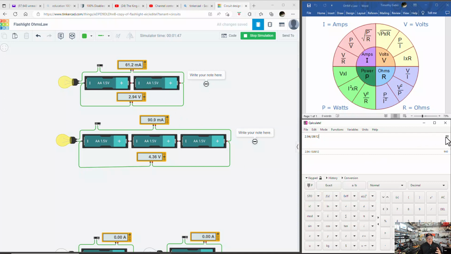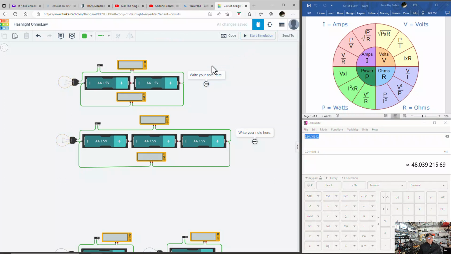So let's hit equal and see what we get. Okay, we get 48.039 ohms. So I'm going to go here to my note, and I'll have to stop the simulation and write in 48.39 ohms. Okay? So according to our Ohm's law calculation, if we divided the voltage by the current, 2.94 over 0.0612, we get 48.39.